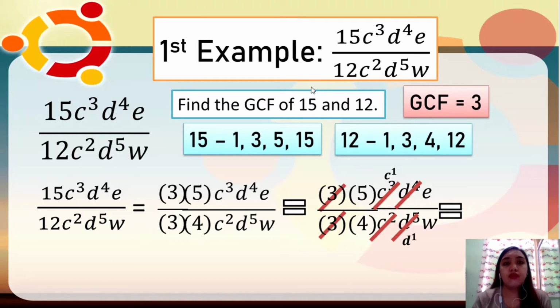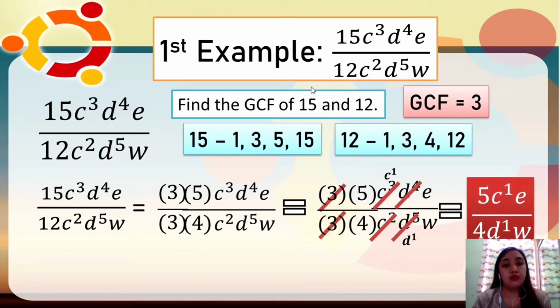So, what are we going to do now? So, we will just combine all of them. So, ganito po siya. So, sa numerator, may natirang 5, may natirang c to the first power, e over 4, d to the first power, w. Let's finalize them. Diba? Pag meron tayong exponent na 1, pwede na natin silang tanggalin. So, finalize. So, magiging 5ce over 4dw. So, ito po yung sagot.